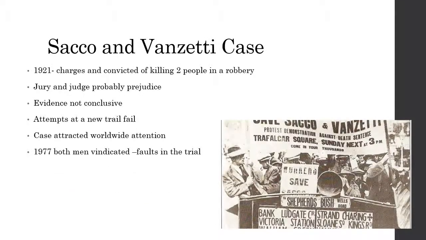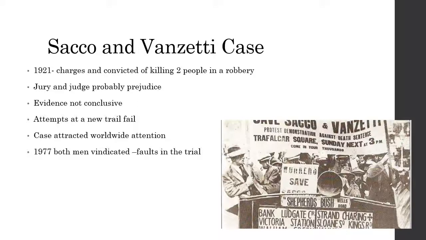Another instance of increasing infringement on civil liberties in response to radical fear was the Sacco and Vanzetti case. As those last names suggest, these are two Italian immigrants. They are going to be charged and convicted of killing two people in a robbery in 1921. Really, this trial is kind of a debauched trial. There's really no conclusive evidence.